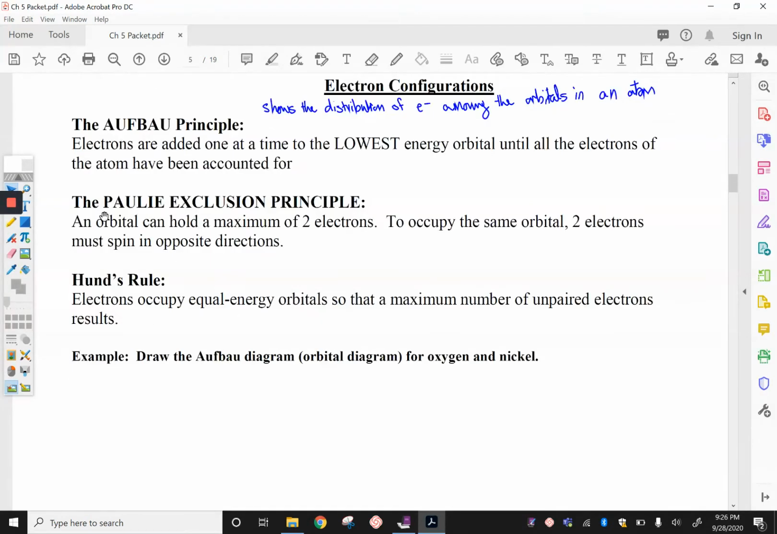The second principle is the Pauli exclusion principle, which says an orbital can hold a maximum of 2 electrons. We already know that, right? To occupy the same orbital, 2 electrons must spin in opposite directions. And so we show that.